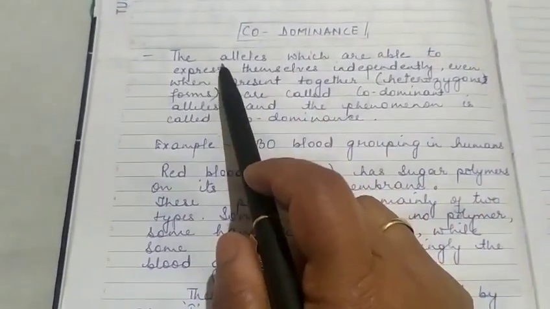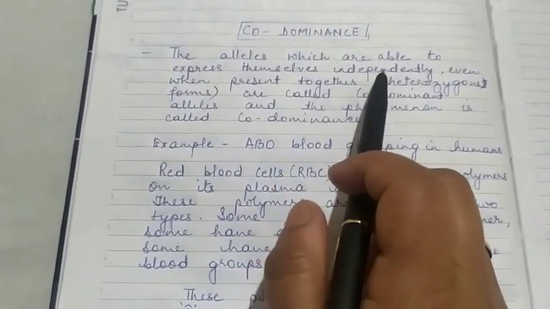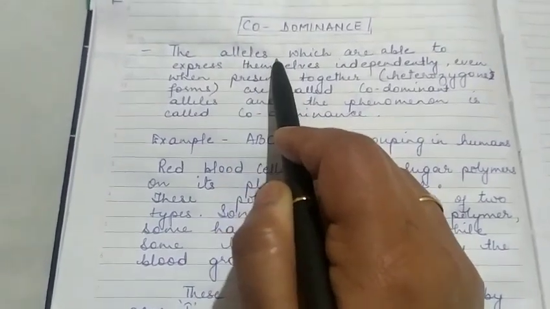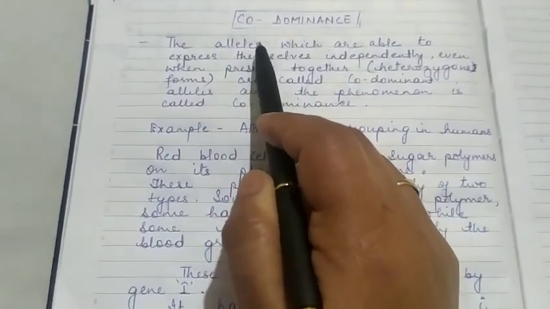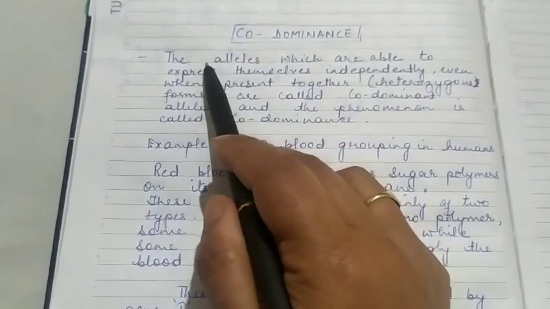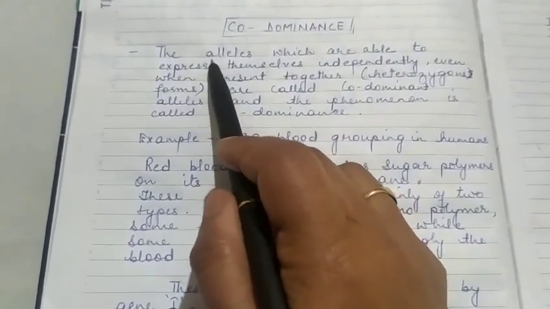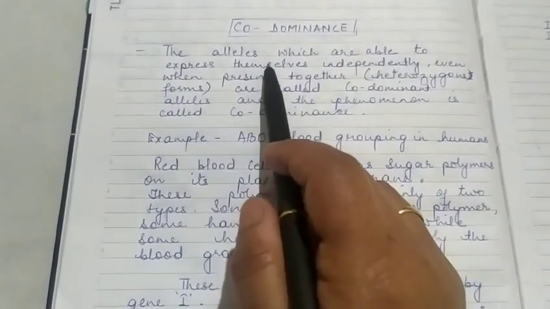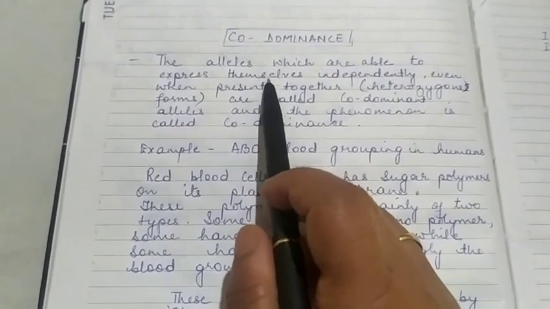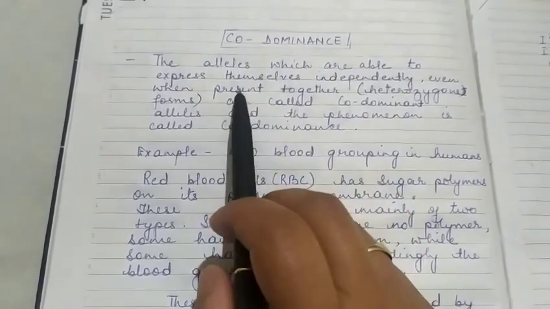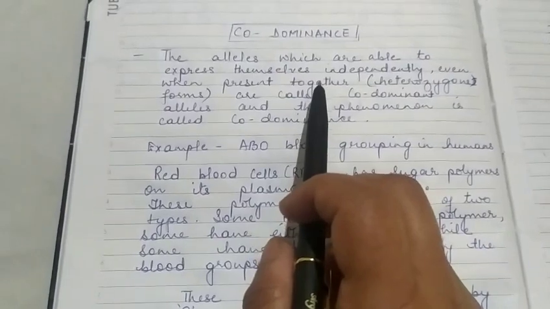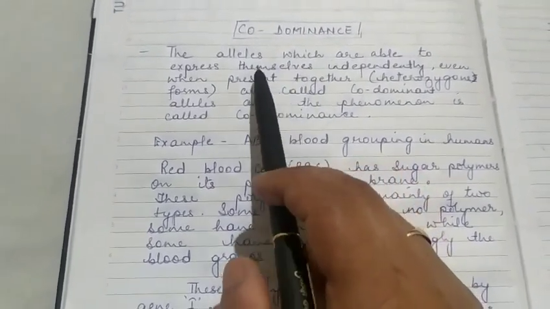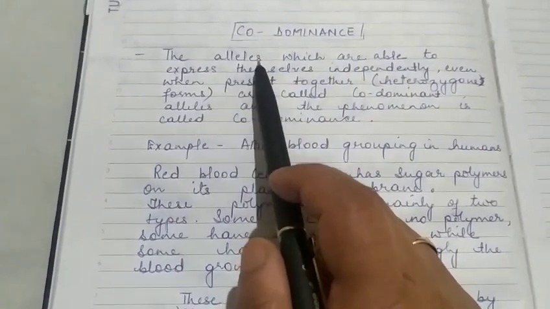Now, the alleles which are able to express themselves independently. From now on we'll be using the word alleles. What are alleles? I had already talked about these definitions in my first lecture. Alleles are the alternate forms of a gene. Like we have seen in the previous cases, the gene for height has capital T and small t. So capital T and small t are the alleles, different forms of the gene. Mendel had called them factors, but now we call them genes and alleles.